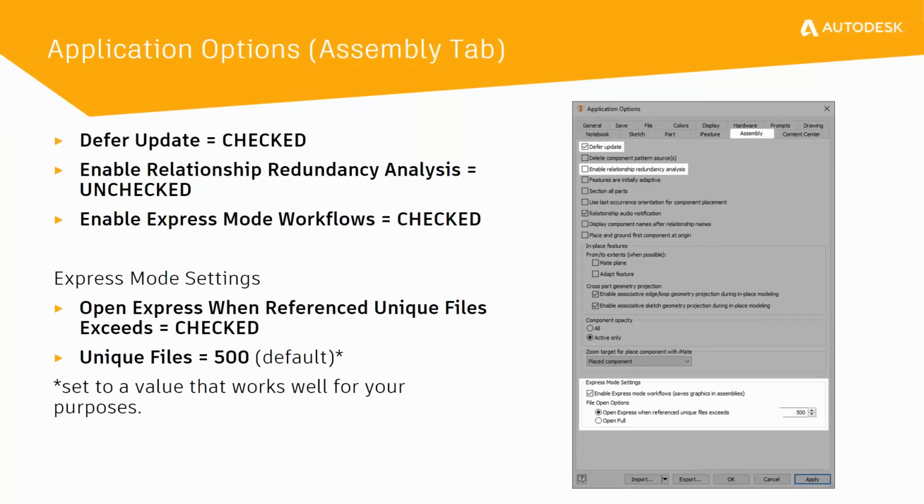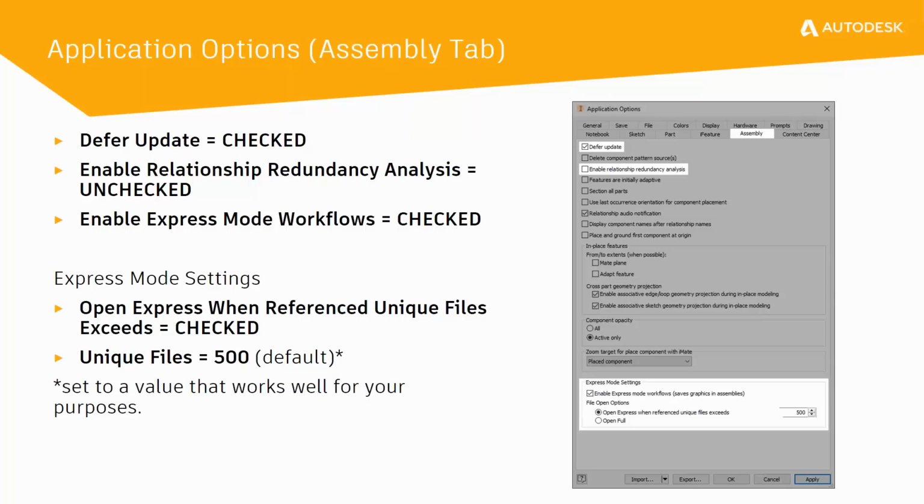Assembly tab. Again, a few changes to make here. We want to make sure that the Defer Update is checked. By selecting this, we defer updates of an assembly until you click on the Update icon for the assembly file. So essentially this means if you make a change to a part, you move then back into the assembly that that part is contained within, an update won't then flow onto that assembly and then downstream to any other parts until such stage as you actually hit the update icon for the assembly.